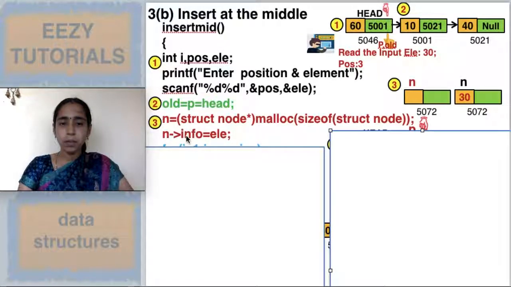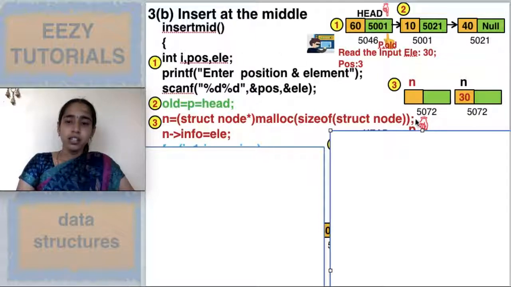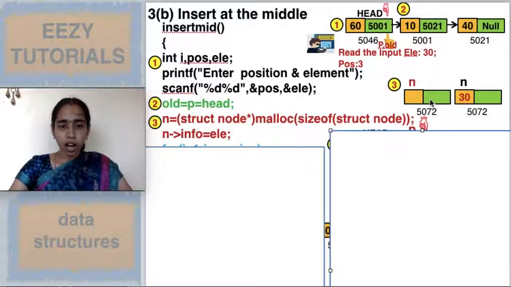Then in the information part, I need to store the element. So n arrow info is equal to element. In the new node's information part, the element value is stored. So I have created the new node. My third task is over. Now manually, what I'll be doing: the new node is there, and I want to give a connection here and here. Two links I have to give. That is the logical task.